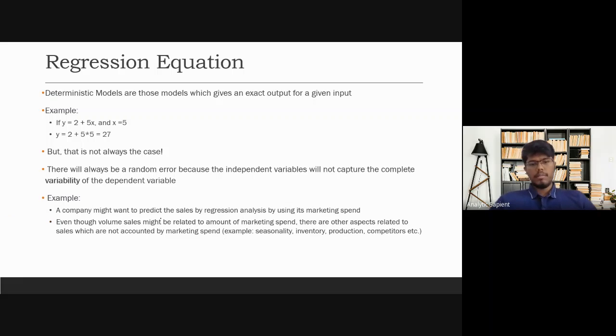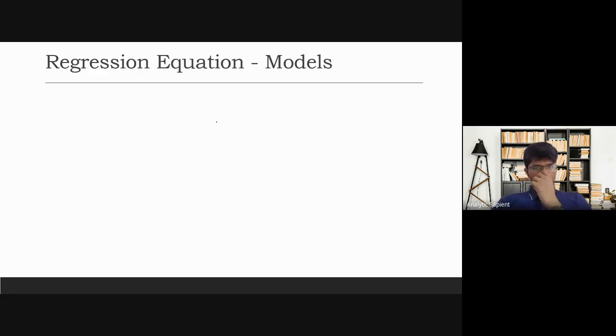For example, a company might want to predict the sales by regression analysis using its marketing spend. Even though the volume of sales might be related to marketing spend, there are other aspects to it which are not accounted for by the marketing spend. For example, seasonality, inventory, production, competition, the region, political factors, etc. There are many other things which can impact the sales, not just marketing. Marketing is just one of the many things. And for this reason, we always use a probabilistic model for regression analysis. There'll always be some error. Now let's go to the models.